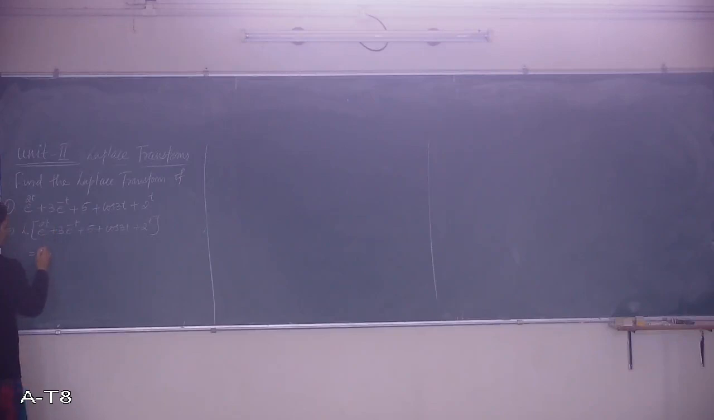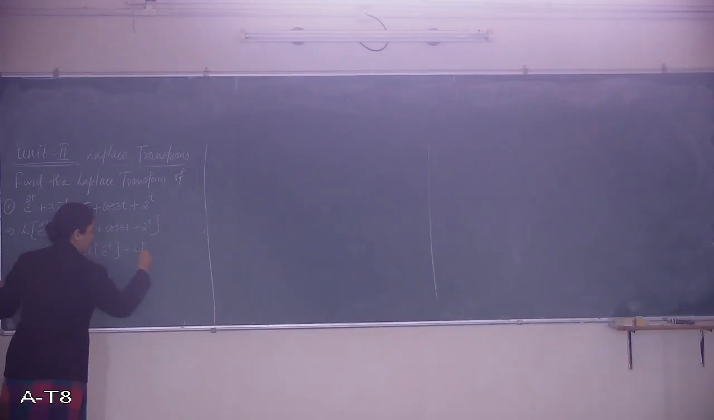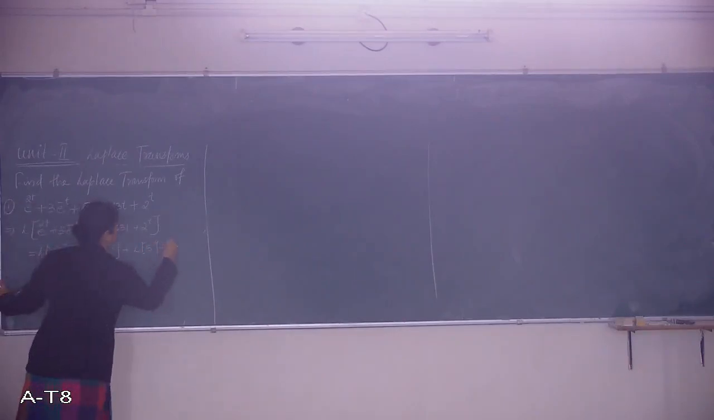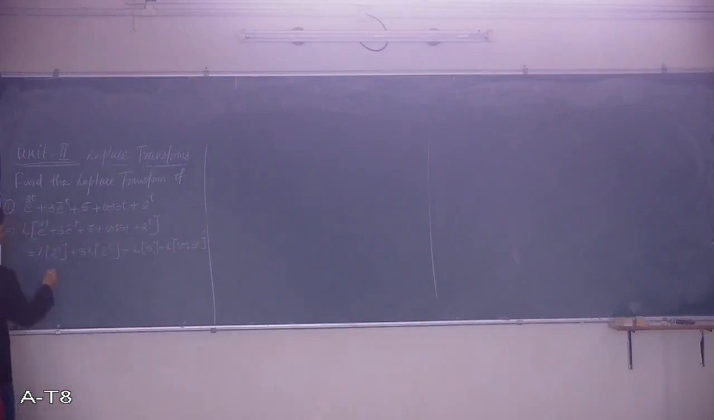How do we separate? Laplace transform of e to the power 2t, plus 3 into, 3 is the constant here, so 3 into Laplace transform of e to the power minus t, plus, here the function is only a constant term, that is f of t itself is a constant function, so we take the Laplace transform of 5, plus Laplace transform of cos of 3t, and plus Laplace transform of 2 into t.